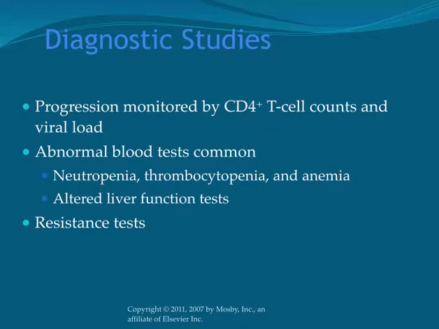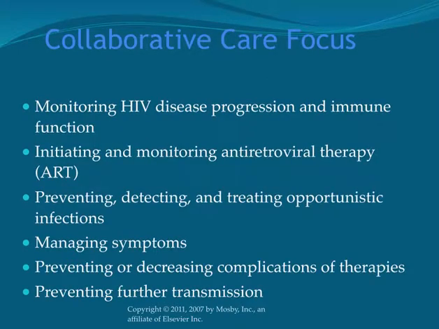There are two different types of resistance tests that can determine if a patient's HIV is resistant to drugs used in ART, antiretroviral therapy. You don't need to know this, but one is the genotype assay and the other is the phenotype assay. We also look for abnormal blood count tests, so we would look at our CBCs, and then our liver function tests, the ALT, AST.